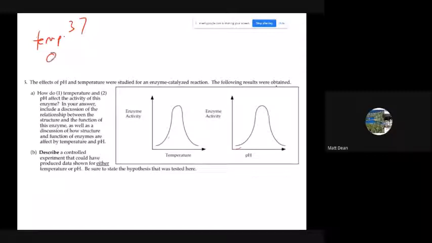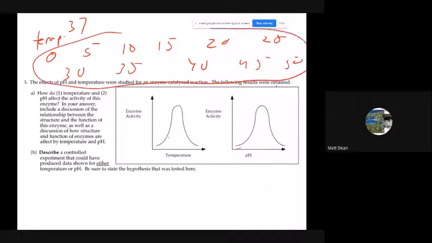maybe have a zero, maybe have a 5, a 10, a 15, a 20, 25, 30, 35, a 40, 45, 50, and so on. And measure the enzyme activity at each of those different temperatures. Stressing that the only difference between each of these treatments is the temperature. We're going to use the same enzymes, the same substrates, the same amount of water, the same containers. Everything's going to be the same between all of these treatment groups except the temperature. We might also want to mention that we're going to do several trials for each temperature. We're going to replicate. We're going to use a good sample size.